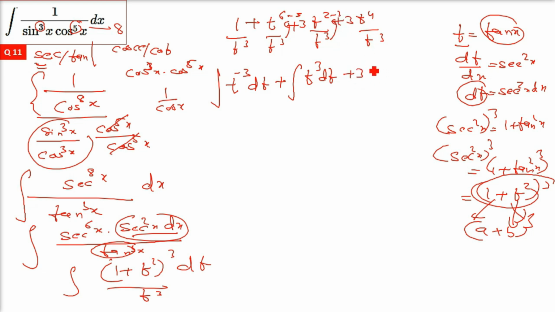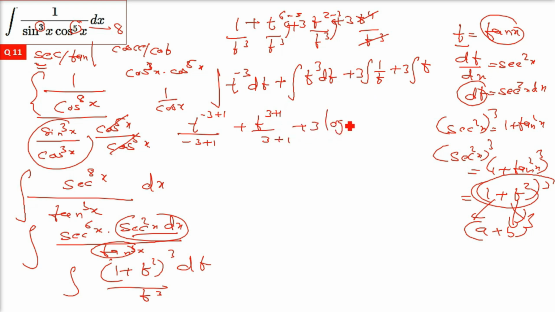This will be 1 by t only, because 2 minus 3 will be negative 1. So let it be 3 integration of 1 by t, because you know 1 by x or 1 by t will give you a log term. So one more thing will be cancelling here. We will get only t for t⁴ by t³. Now let's do the integration. It's simple. All the three terms, first, second and fourth, will give you the x^n integration, which is x^(n+1) by n+1. So t^(-3+1) by (-3+1). t³ will give you t^(3+1) by 3+1. This 1 by t will be 3 log modulus of t, and this integration of t will be t² by 2 plus constant of integration.